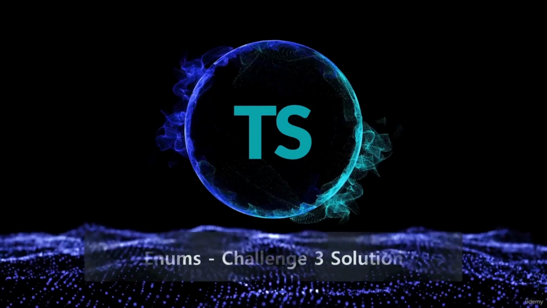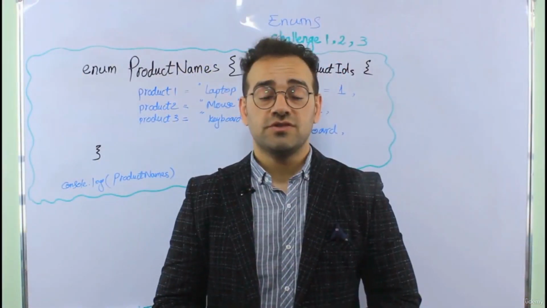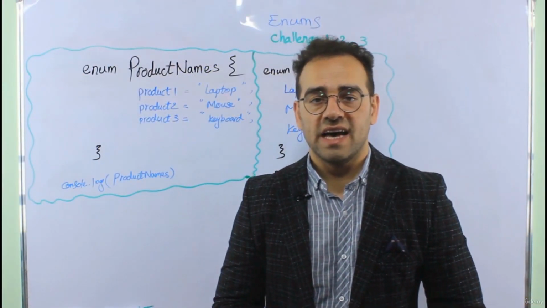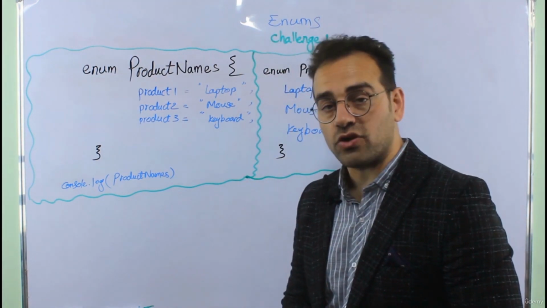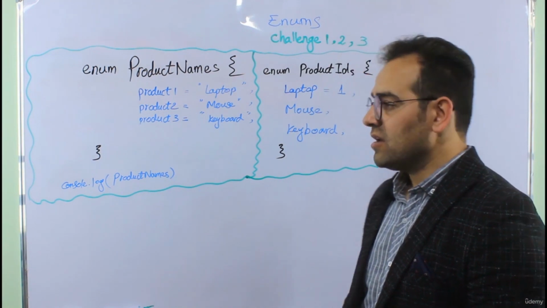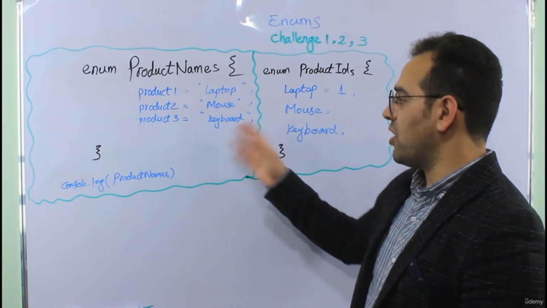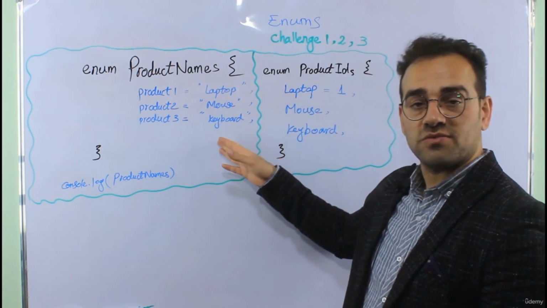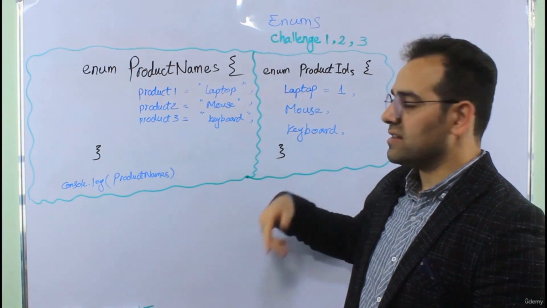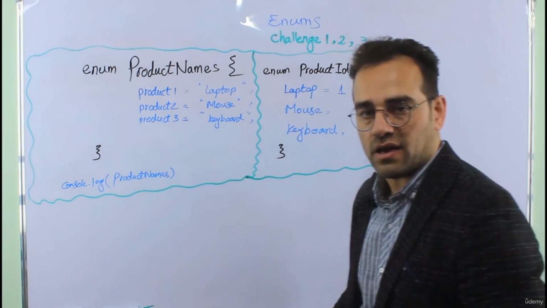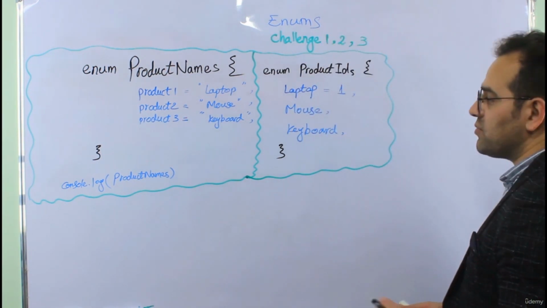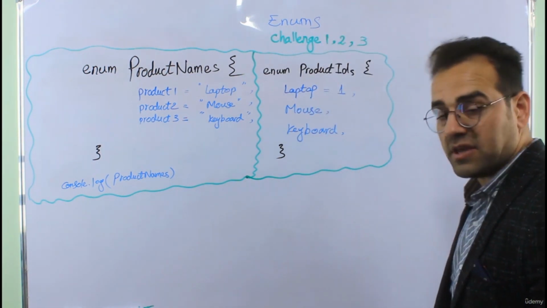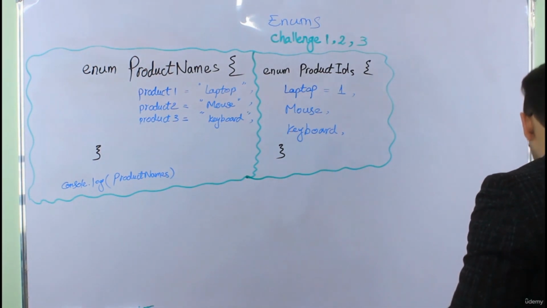Hi everyone. Welcome to your third challenge for enums. In this challenge, the requirement is to create a favorite product enum that is going to contain one of our products from these two previously created enums, and then we need to show it in the console as well. First off, I'm going to create the enum, and then we are going to go over what kind of information we need to write within that enum.